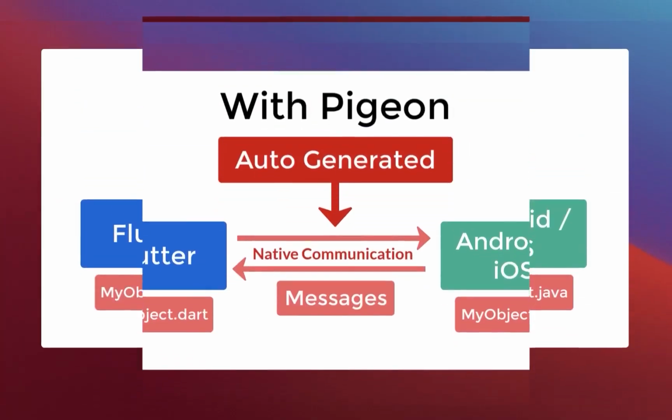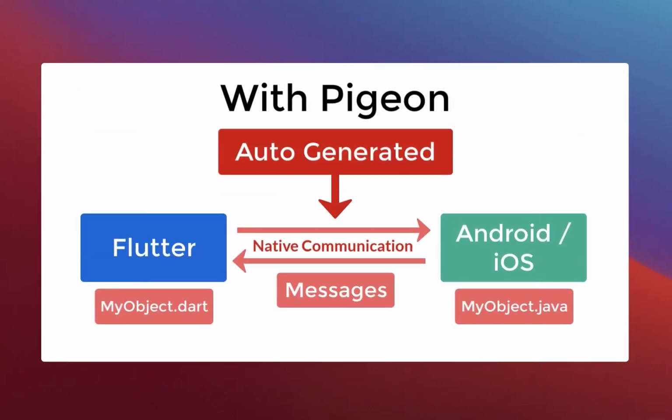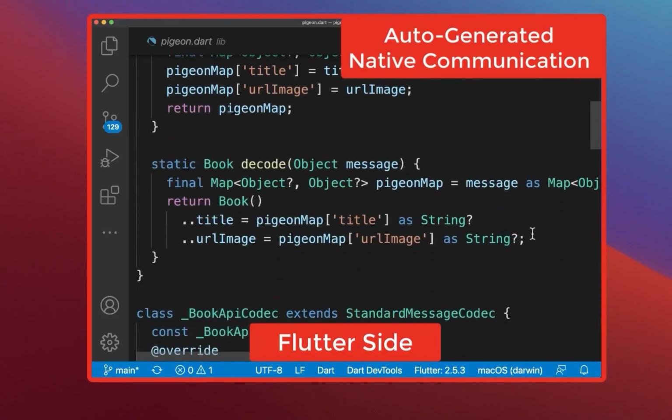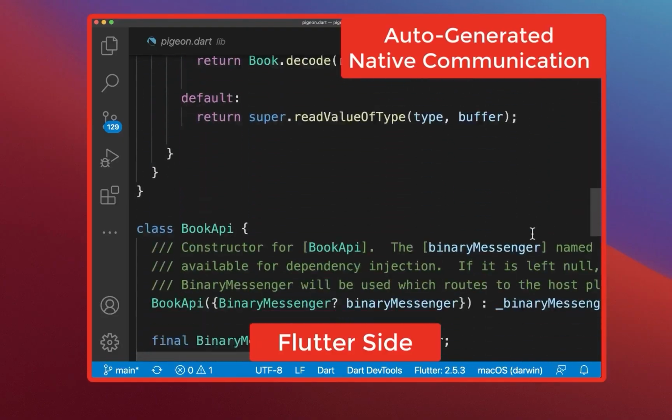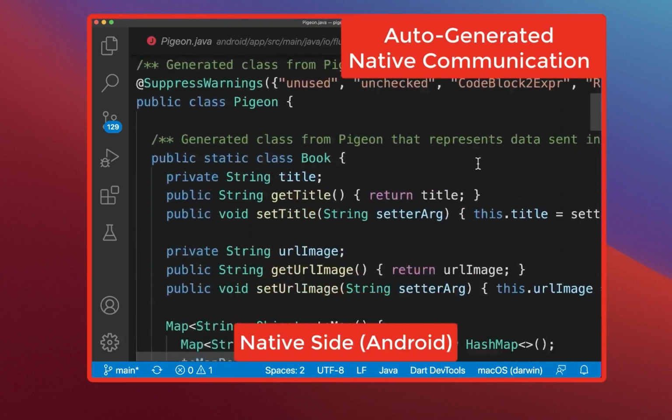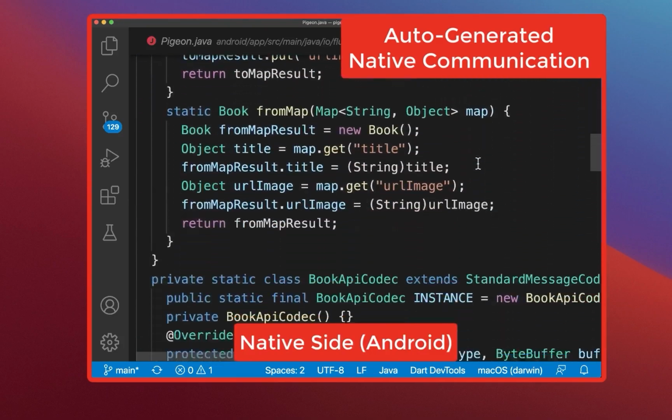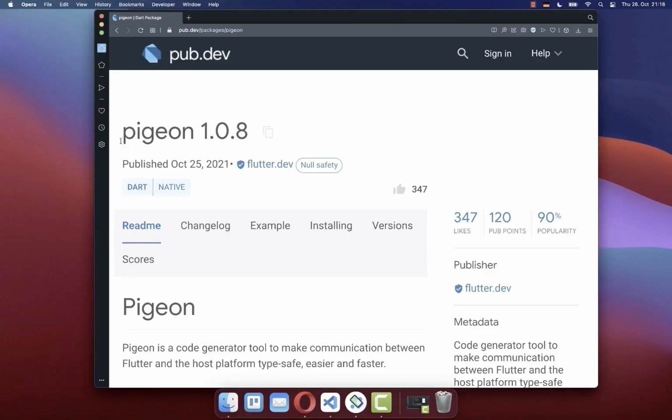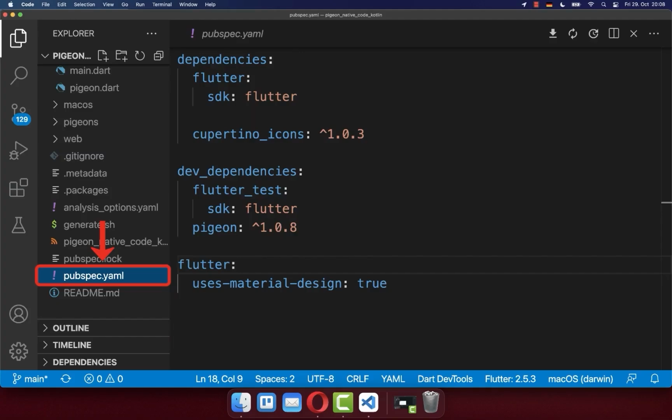How to generate and call Android native code by using the Pigeon package, which is a native code generator tool that makes communication between Flutter and the Android native host platform highly convenient and type safe. Let's use the Pigeon package to automatically generate native code by going to the pubspec YAML file and adding the Pigeon package to your dev dependencies.